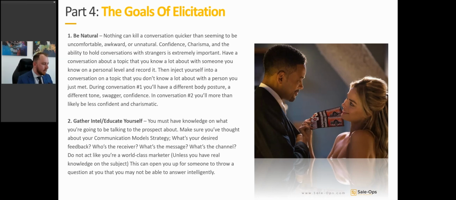Watch what happens. In conversation number 1, you'll have a different body posture. You'll have different micro expressions on your face. You'll have a different tone, different swagger, more confidence. It'll be a completely different interaction than conversation number 2. And in conversation number 2, you'll be less confident. You'll be more introverted. You'll be more protected. Why?